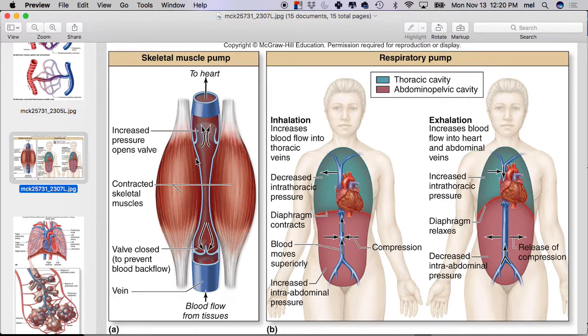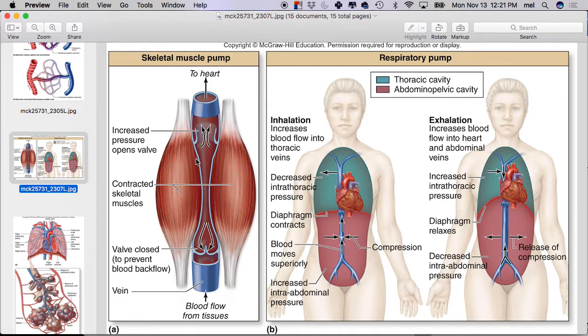You have valves in your arms and your legs and the veins, not the arteries. But you don't, for some interesting reason, have valves in the veins in your abdominal pelvic cavity. And that's because I have a different mechanism of making sure that I get blood back. Here's how I make sure I get blood back through the veins in my abdominal pelvic cavity. Well, I breathe pretty regularly, and so do you. And here's how breathing works.